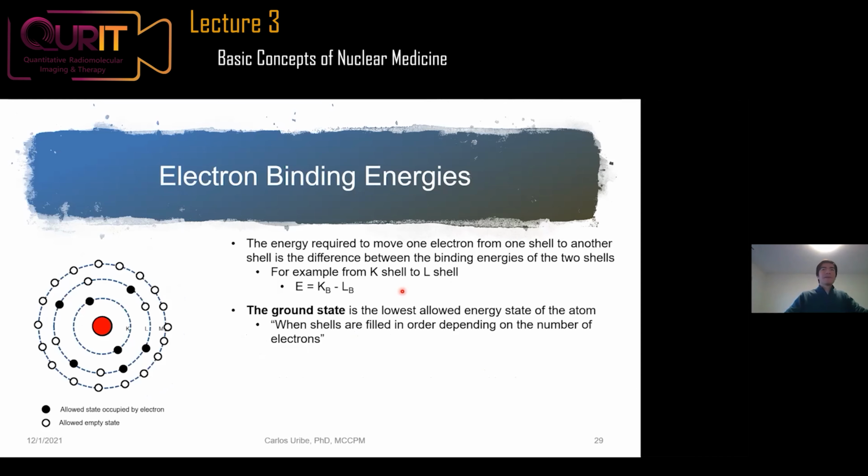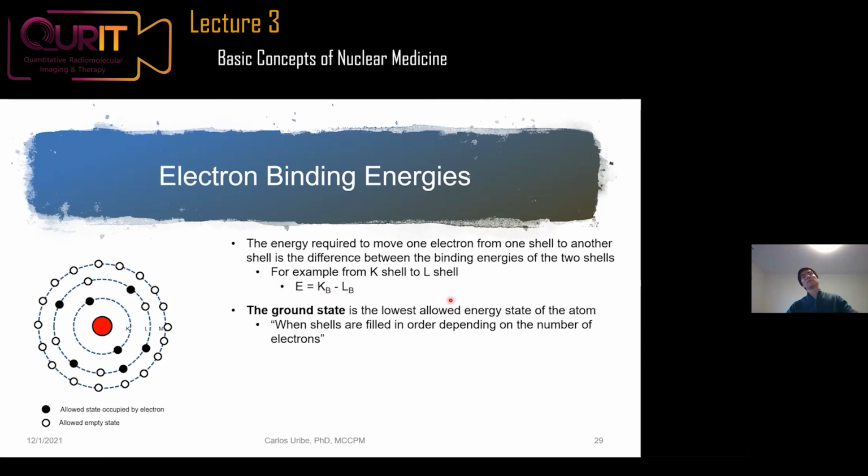So those electron binding energies then is the energy required to move one electron from one shell to another. If I have the nucleus and we have electrons around that nucleus and we have different shells, here I'm highlighting the K, the L, the M. I'm showing that the K shell can only fit 2 electrons, the L shell can only fit 8, and so on and so on. If we want to move one electron from one shell to the other, so for example, I'm bringing one electron from the K shell to the L shell, then the energy required for that is the difference in binding energies of the 2 shells.